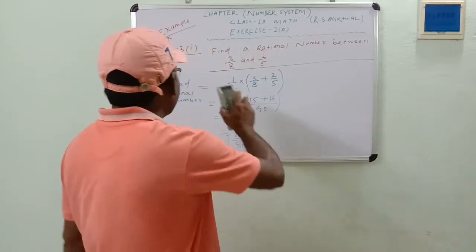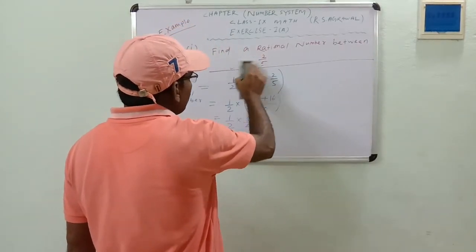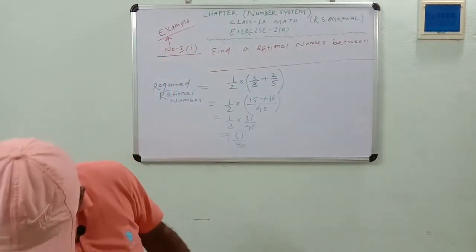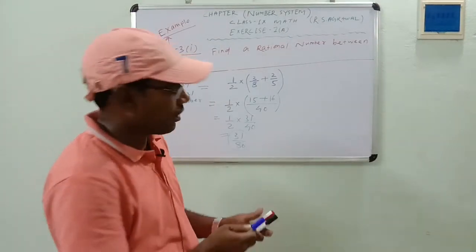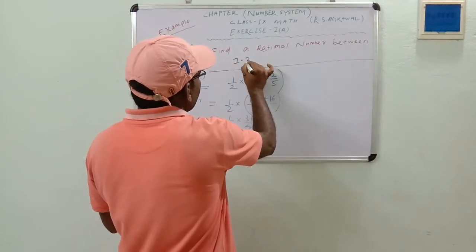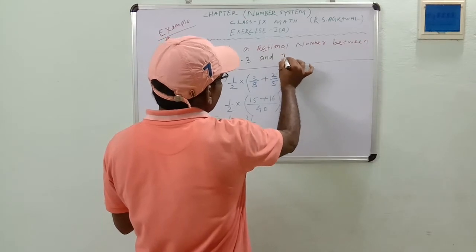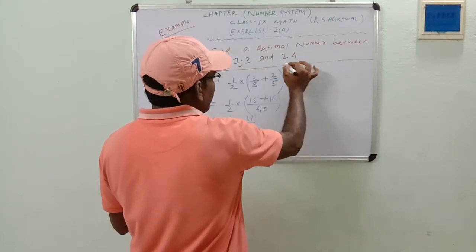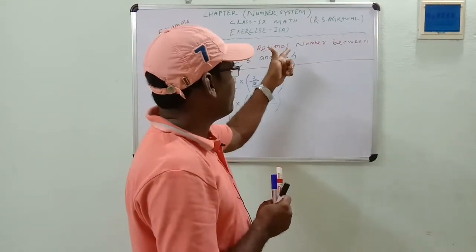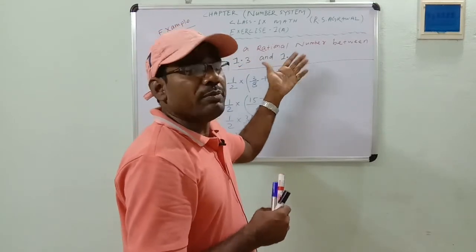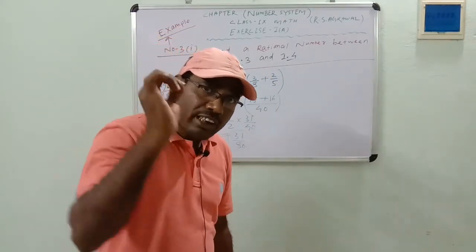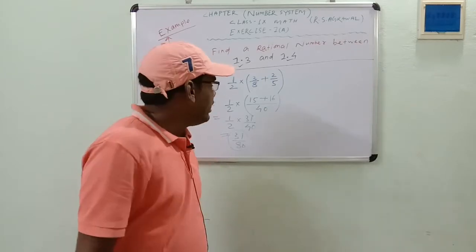Now question number second I. Find a rational number between 1.3 and 1.4. It means the given rational numbers are 1.3 and 1.4, and you want to find a rational number between these two. It means you have to find the middlemost rational number of these two. So you have to use the same formula, that is 1 by 2 into a plus b.